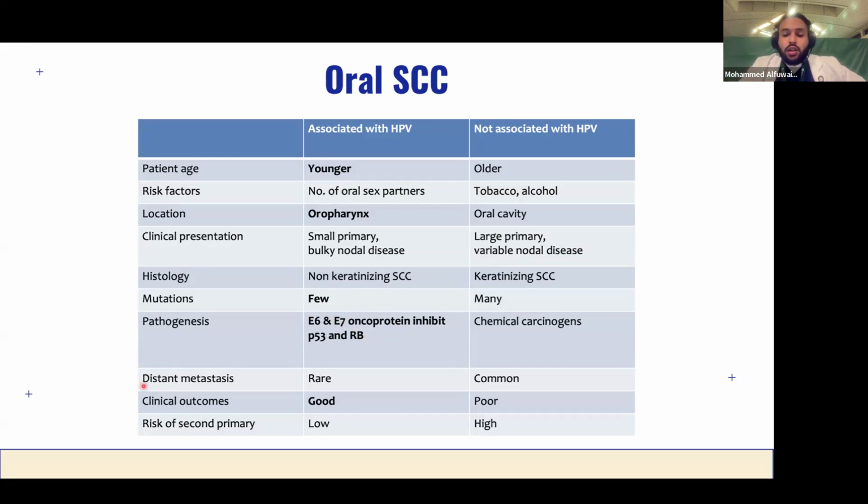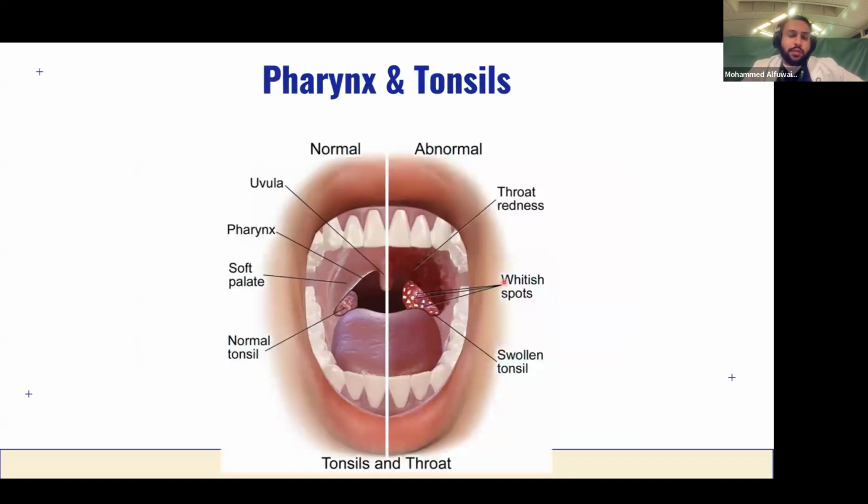The outcome of this is good because it's usually detected earlier and has better histology. Non-HPV-associated is smoking and tobacco related. So that's basically the difference between them, and that's done with the oral cavity.